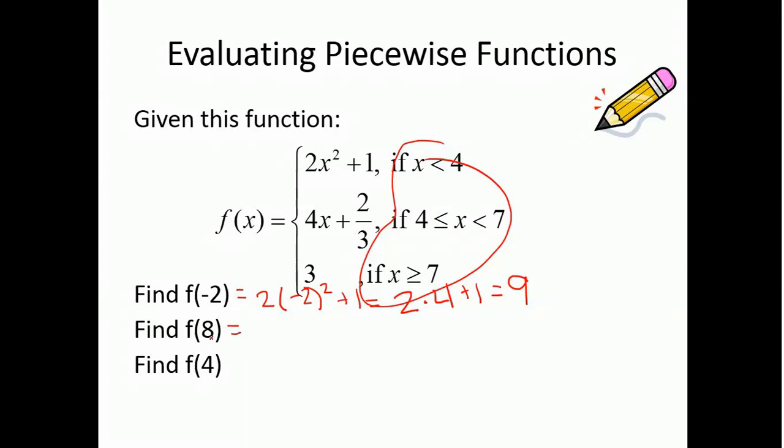What about 8? 8 is not less than 4, so it doesn't go in there. 8 is not between 4 and 7, but 8 is greater than 7. And my function's just 3. My answer must be 3, because I don't have an x to plug the 8 into. What about 4? Well, this first piece is only when it's less than 4, so I can't use that. But this one is when x is equal to 4, so we're going to plug into this. So 4 times 4 plus 2/3, and I'm going to be lazy and leave that as 16 and 2/3.